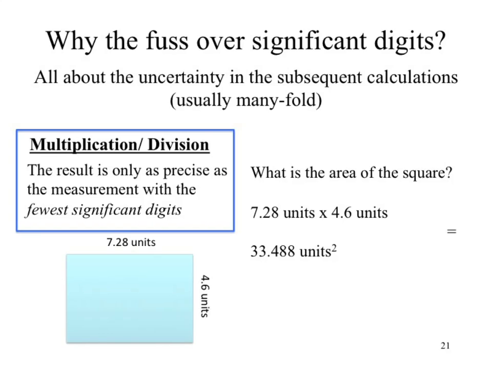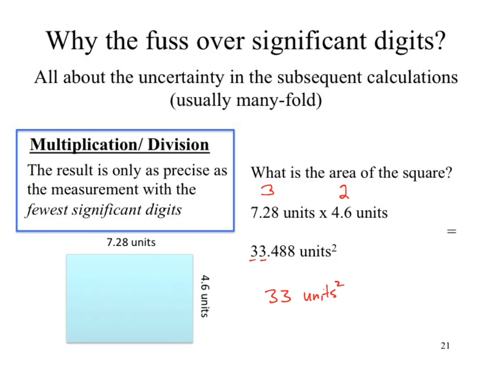So based on our rule set for multiplication and division, our answer needs to be reported out to the fewest significant digits. So we go back to our calculation. How many sig figs in 7.28? 3. How many sig figs in 4.6? 2. Which means the answer needs to get reported to 2 sig figs. There's my first 2. The answer must be defined as 33 units squared.